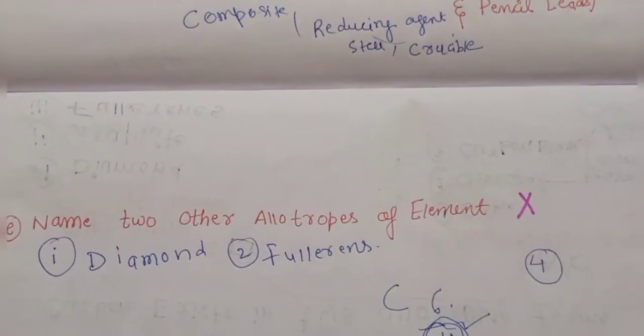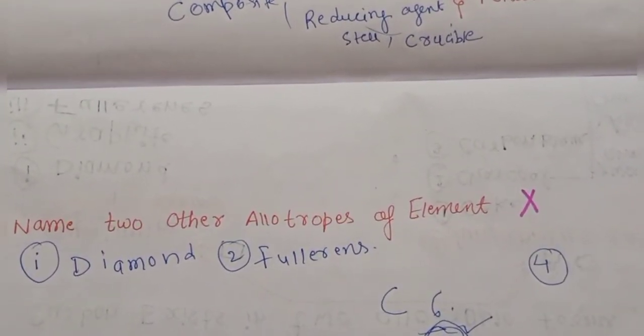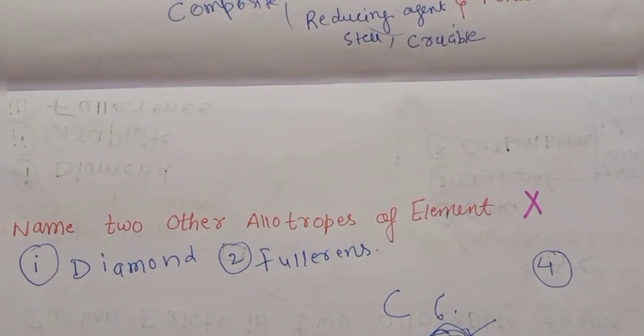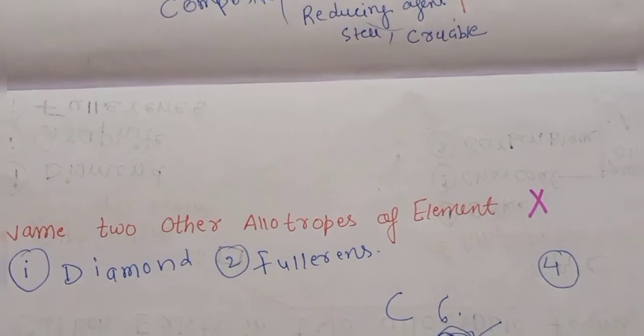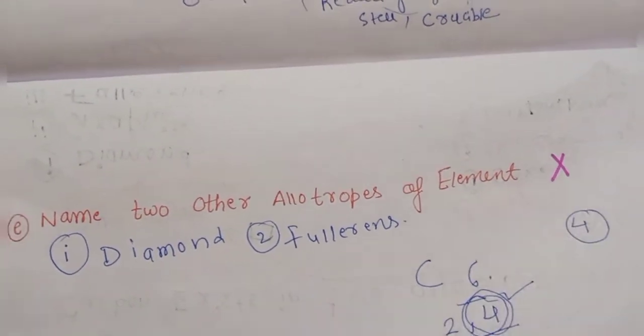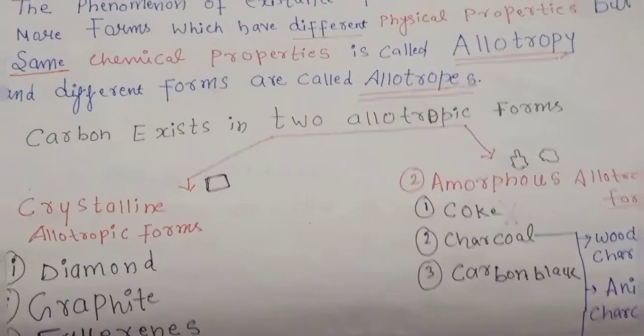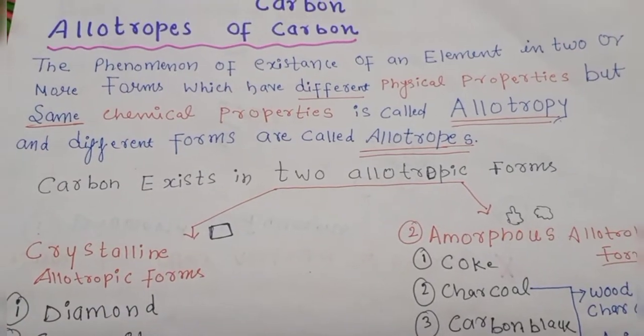So now let us discuss the details of these allotropes of carbon. One more question is asked: name the 2 allotropes other than the allotrope of element X. There are 3; graphite they are asking about, but the other 2 are diamond and fullerene. Now let us see what allotropy is and what the main allotropes of carbon are.